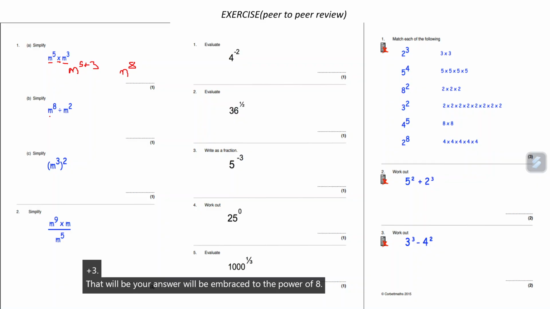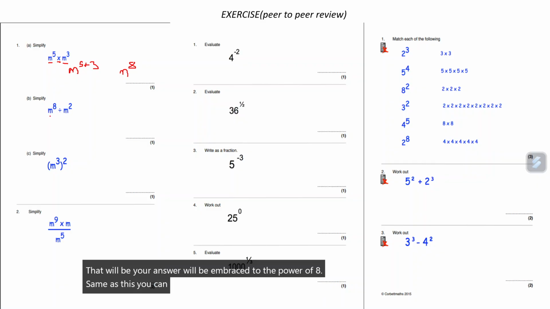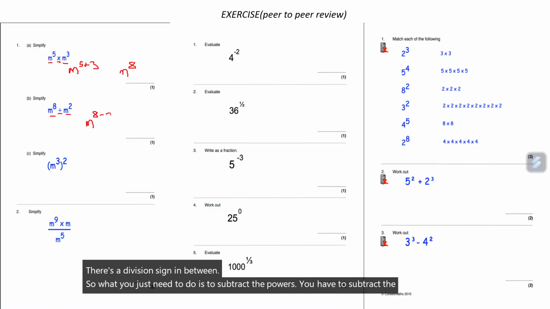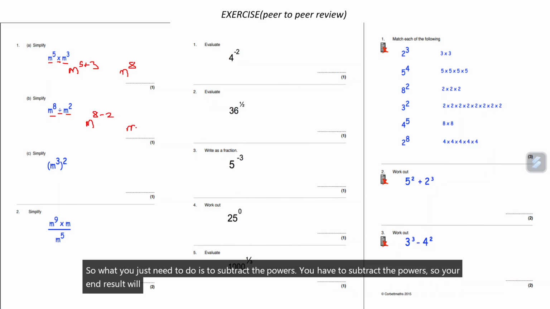Same as this, you can see the base are the same. There's a division sign in between. So what you just need to do is to subtract the powers. You have to subtract the powers. So your end result will be m raised to the power of 6.